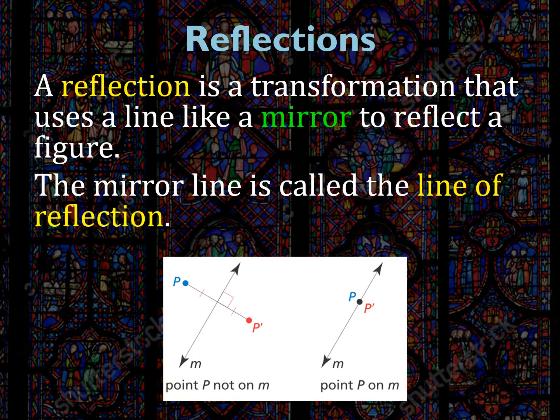Alright, a reflection is a transformation that uses a line like a mirror to reflect a figure. The mirror line is called a line of reflection. So what a reflection essentially is, if you were to fold a sheet of paper on that line of reflection, so in this case line M, it would overlap itself perfectly. That's what a reflection is. So whether it's a line, a point, a shape, a triangle, whatever, if you were to fold it over that line, it would overlap itself perfectly.